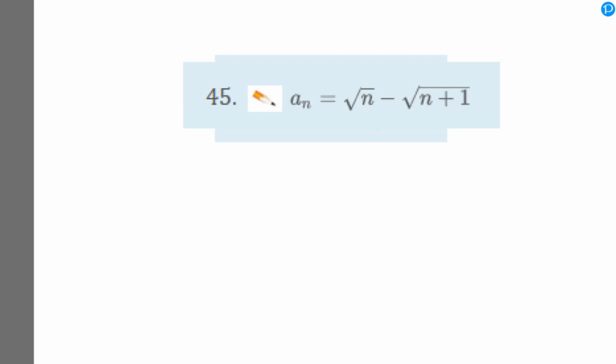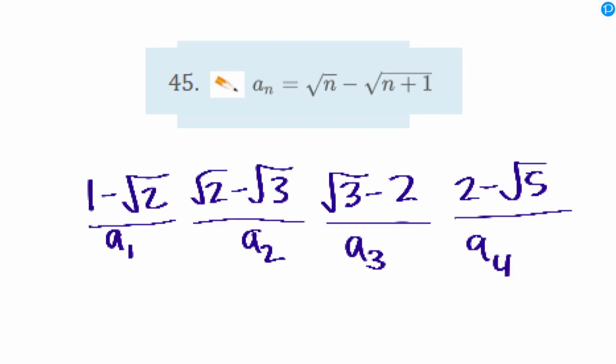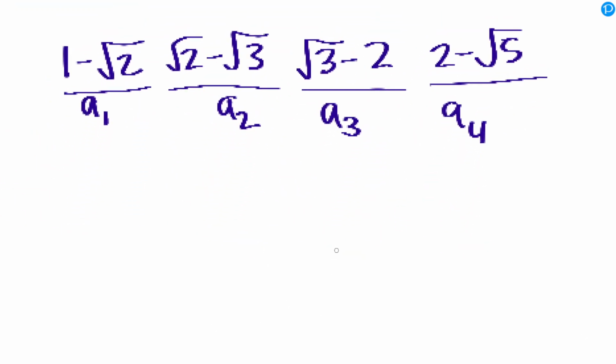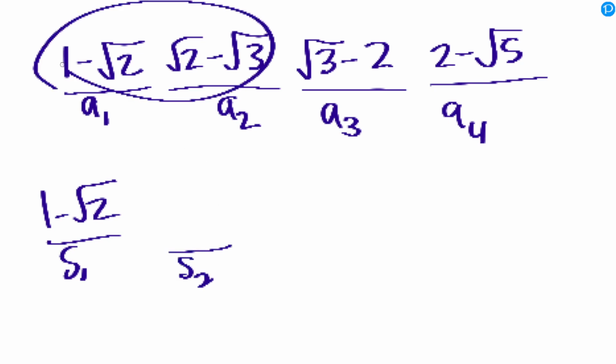We'll just be plugging in those numbers. Give me just a moment. All right, here are my 4 terms. To be able to find the sum, I'm just going to add them together. We know that the sum of the first one will just be 1 minus the square root of 2. The sum of the first 2 terms will be all of these added together.